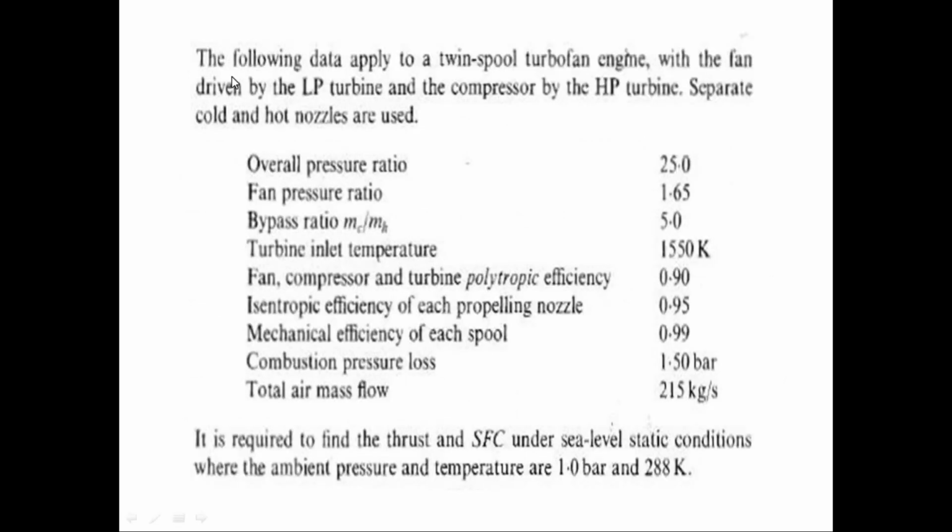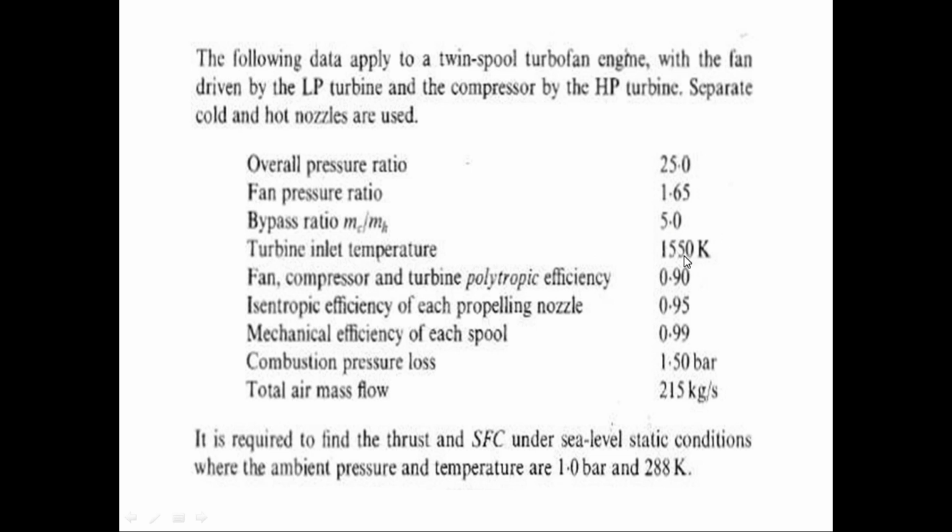Now we have the next problem statement, and the problem statement says the following data applies to a twin spool turbofan engine with a fan driven by the LP turbine and the compressor driven by the HP turbine. Separate cold and hot nozzles are used. Overall pressure ratio is 25. Fan pressure ratio is 1.65. Bypass ratio is MC by MH. Bypass ratio is the ratio of the mass flow rate of the cold air divided by the mass flow rate of the hot air, which is given as 5.